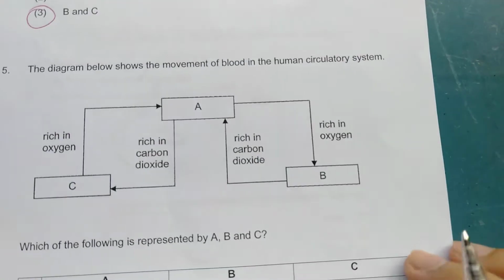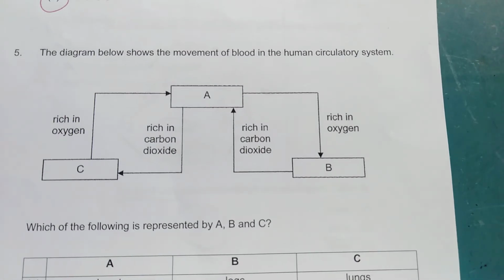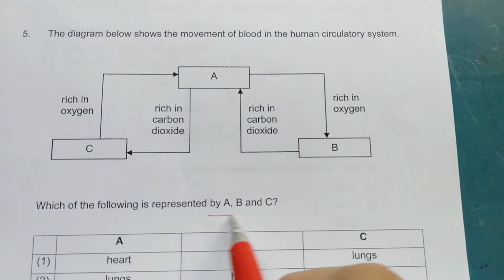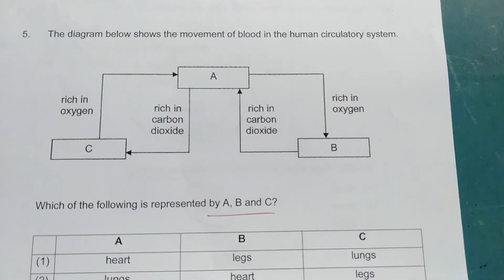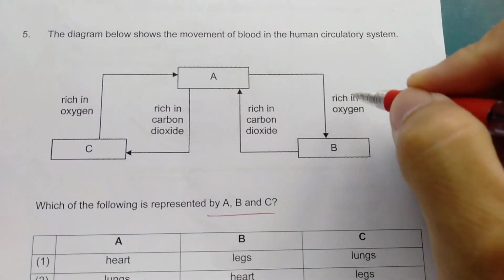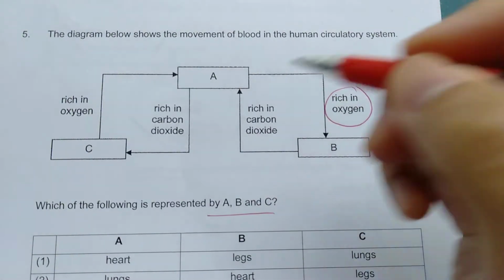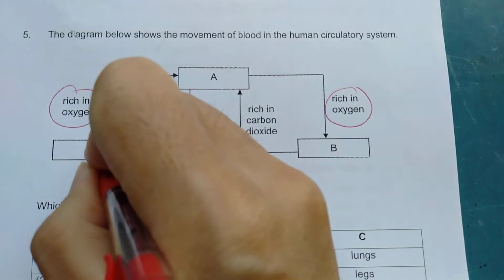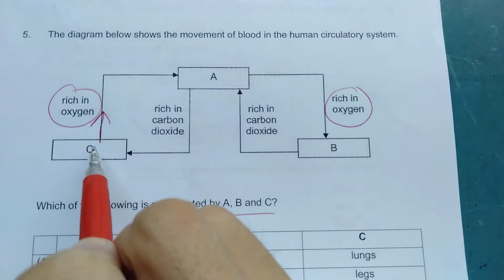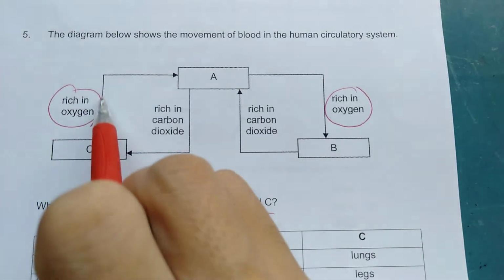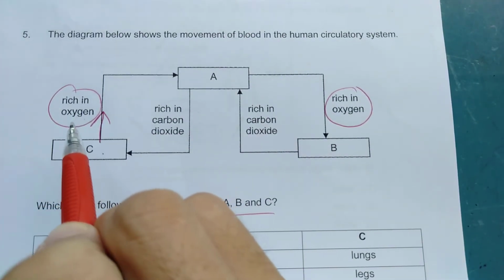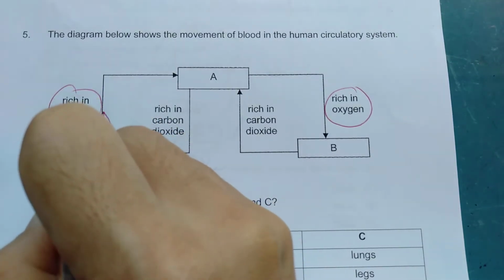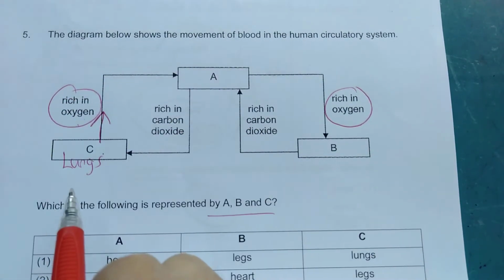Next one. The diagram shows the movement of blood in the human circulatory system. Which one is represented by A, B, and C? We always look at where the oxygen-rich blood comes from. I'm looking for the part where arrows come out from. If an arrow comes out from C and the blood that comes out here is rich in oxygen, this one must be the lungs, because the lungs is where gaseous exchange happens.